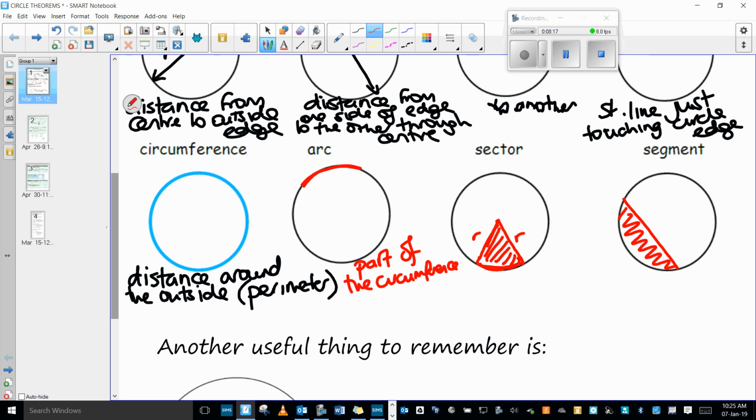Two radii, you would say radii when it's more than one. Two radii and an arc. The area surrounded by two radii and an arc. Love it. So it's the area surrounded by that, two radii and an arc. And the segment is a chord up to the circumference edge.